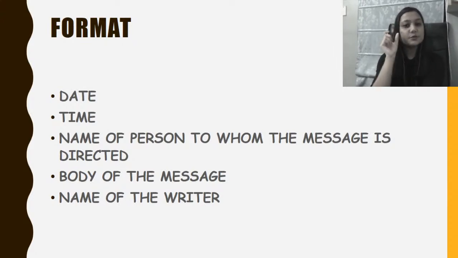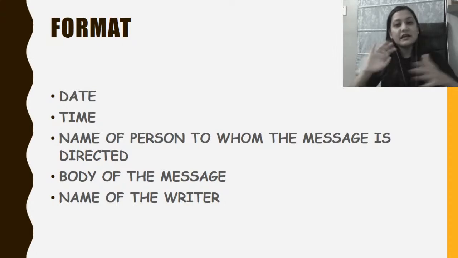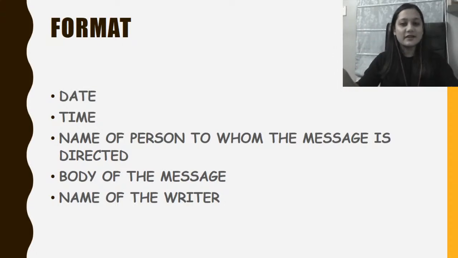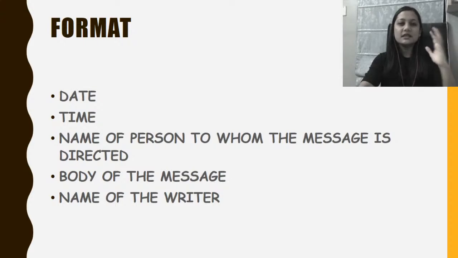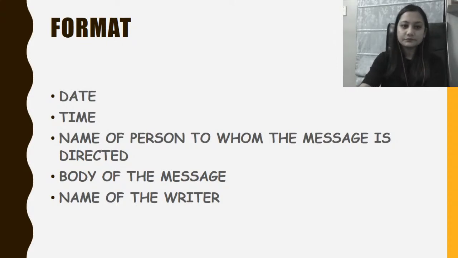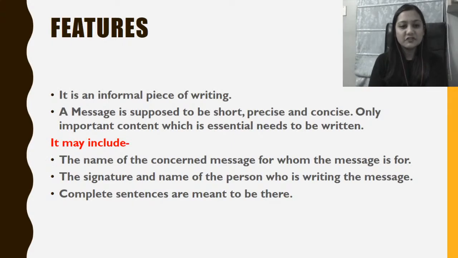So, for that, there needs to be a date, there needs to be a time, and the name of the person to whom the message is directed. You simply can't write it for everybody whosoever is there in the house. There's supposed to be one specific person for whom that message will be directed. Okay. Then the body of the message, which will contain all the content of the information which you want to transfer to the other person. And next will be the name of the writer. Okay, now let's check out the features.